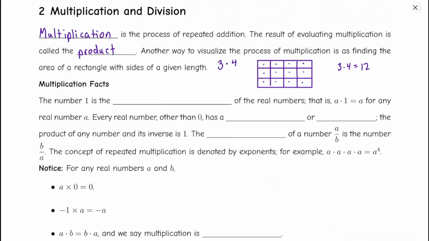This also agrees with the repeated addition way, because if I think of this as rows, you see that it's 4 plus 4 plus 4, which gives us the repeated addition.